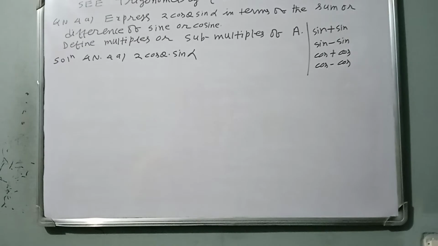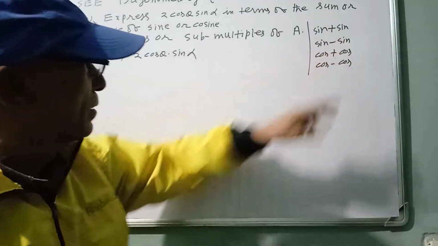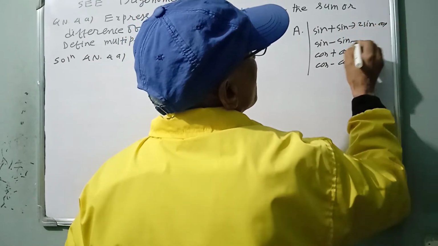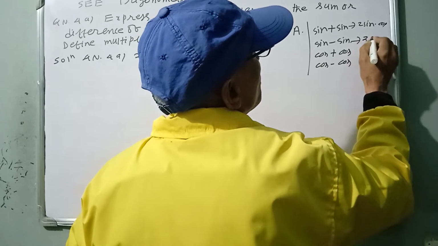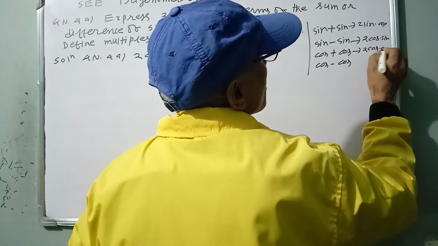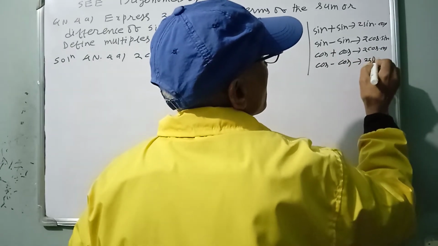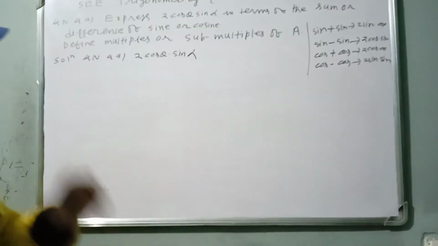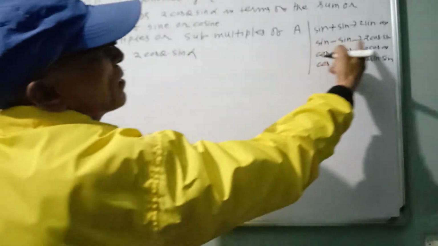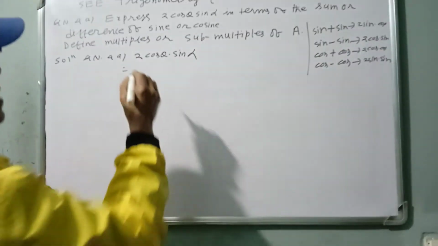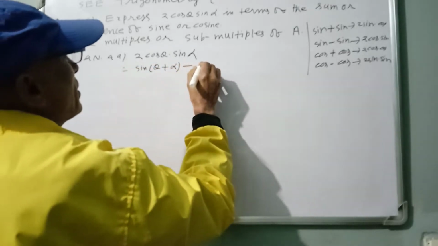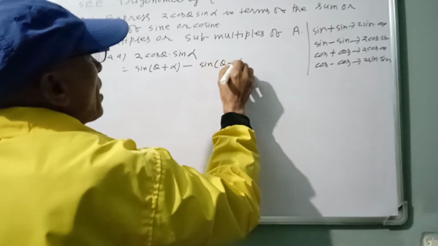What formula is fit? 2 cos theta sin alpha. Sin plus sin, 2 sin cos, sin minus sin, 2 cos sin. First of all, you have to know sin minus sin, 2 cos sin. It means 2 cos sin means sin A plus B minus sin A minus B.